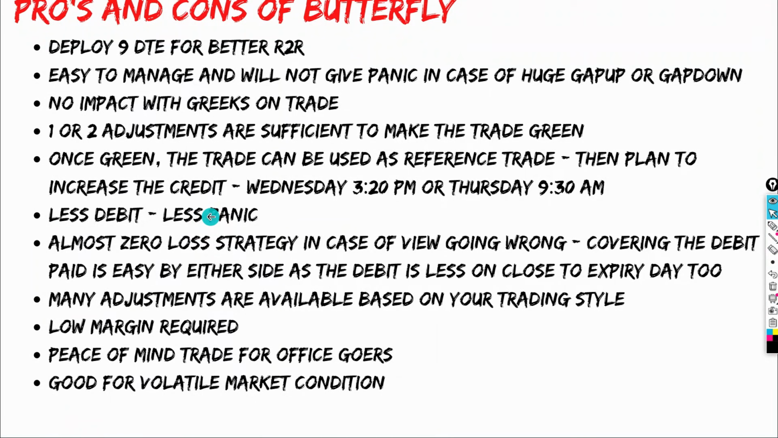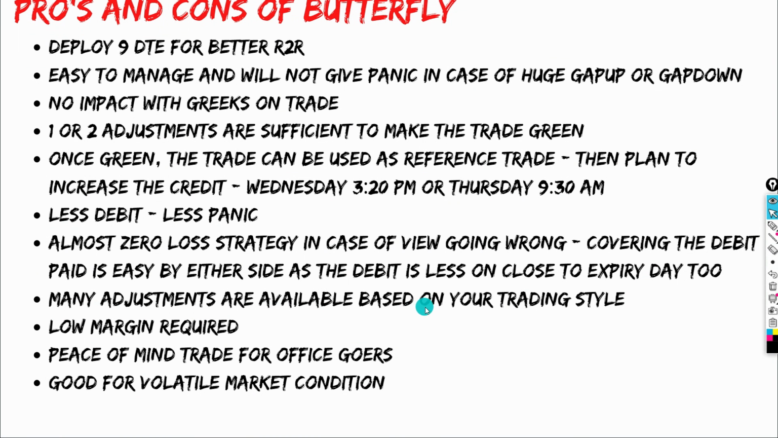Less debit, less panic. The less debit you give in your butterfly, the less panic you'll have. And to cover this less debit, you can cover it even close to the expiry, because with a debit spread, having huge debit, you will not be able to mitigate your loss, whereas in the butterfly you'll be able to cover even on Wednesday and Thursday. It's an almost zero loss strategy in case you go wrong. Covering the debit is easy from either side, even close to the expiry day.